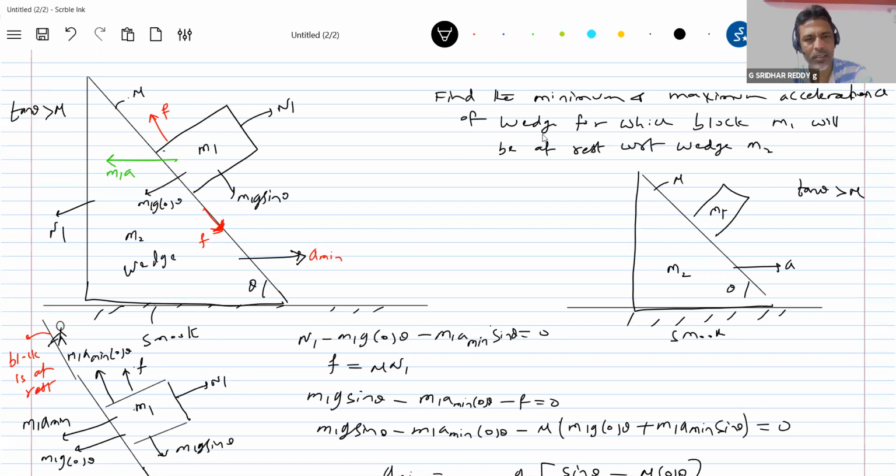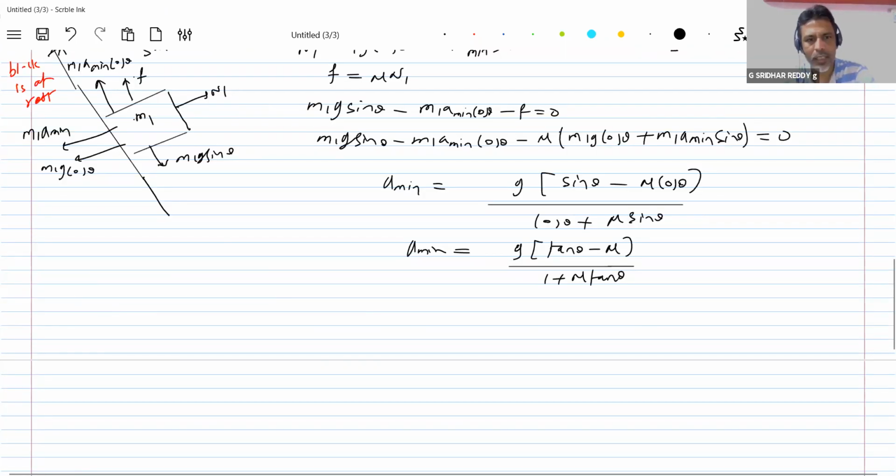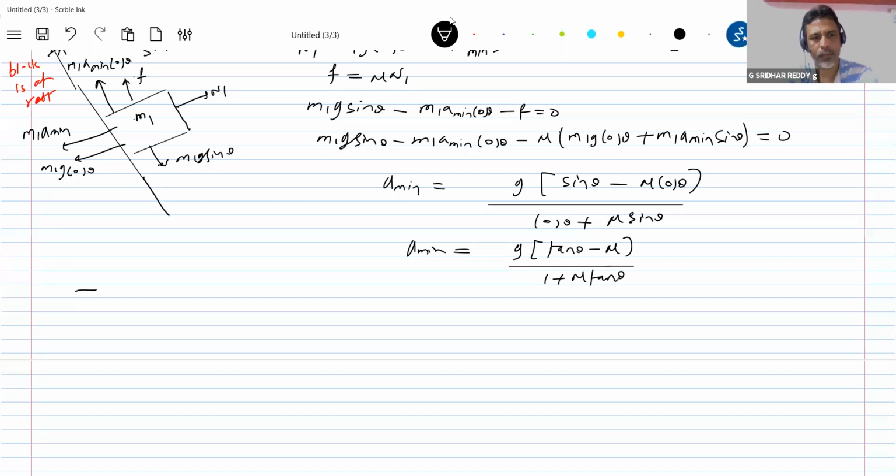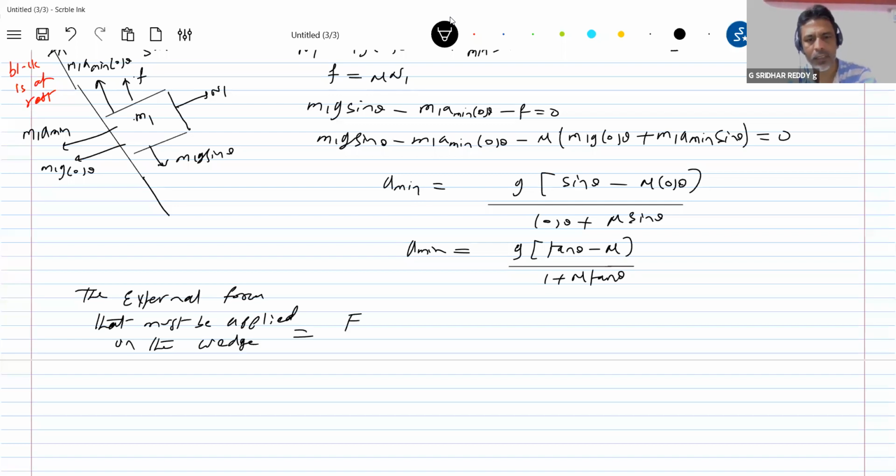F external is equal to F cos theta minus N1 sin theta is equal to M2 A2. So let me continue. The external force that must be applied on the wedge, this I'll call F2 directly. What should be the F2?